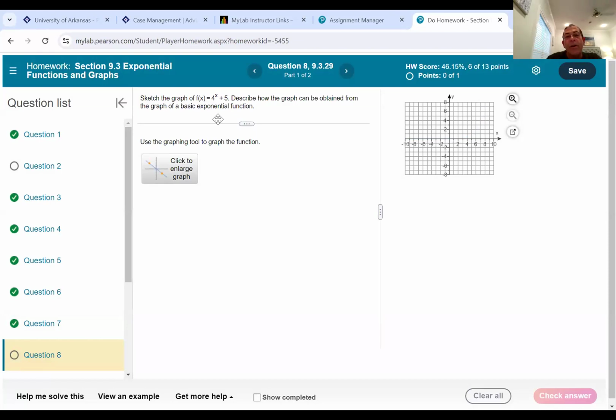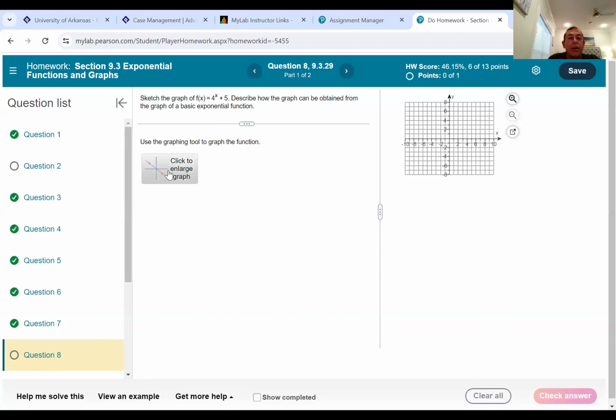All right, now this one wants me to graph it first. Now, I know I'm starting with a base of 4. But what is that plus 5 going to do to me? So since that 5 is being added to the end of the function, you're looking at a vertical move. It's either going to go up or down. Up. So we said if it was positive, it's going to move up.